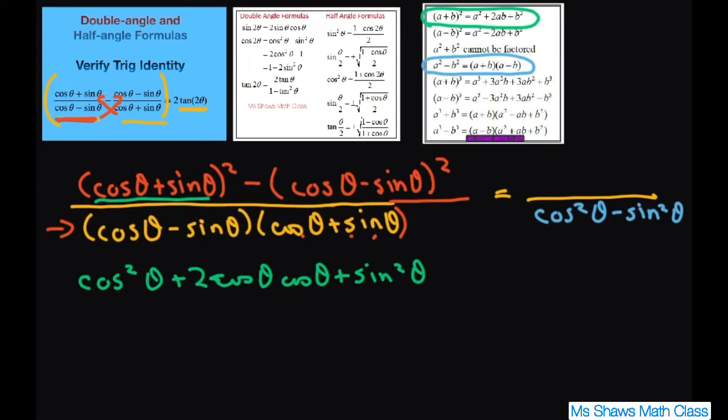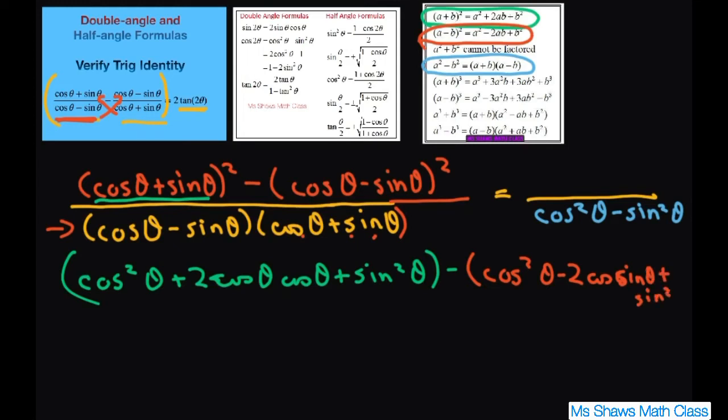And then that's the first part, minus, and do the same thing for this part, but this is going to be the minus one. So you write the same thing but with the minus, cosine squared of theta minus 2 cosine theta sine theta plus sine squared of theta.